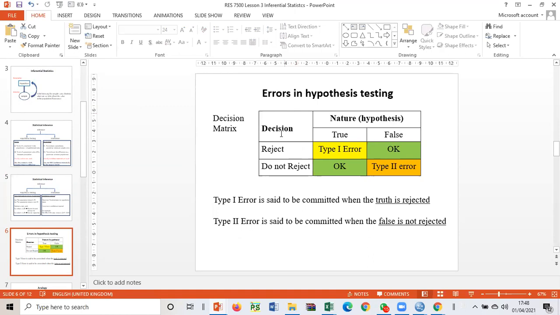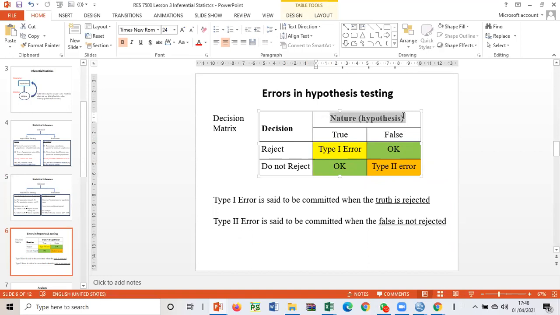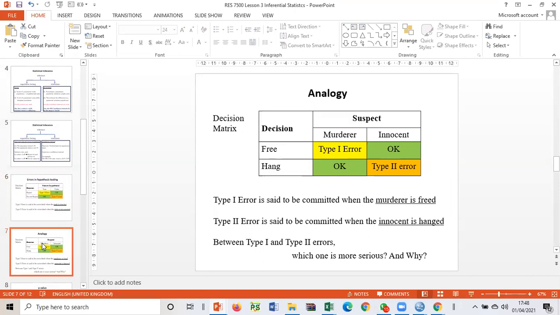Now, look at this 2x2 matrix. The nature, whatever you're testing, can be true or can be false. The decision can be to reject or not to reject. Let's see an analogy. When the suspect is taken to custody, the police come and arrest a person. Is he a murderer or is he innocent?